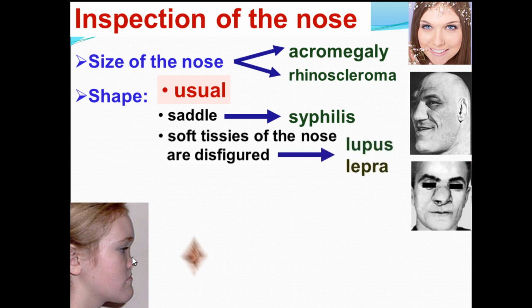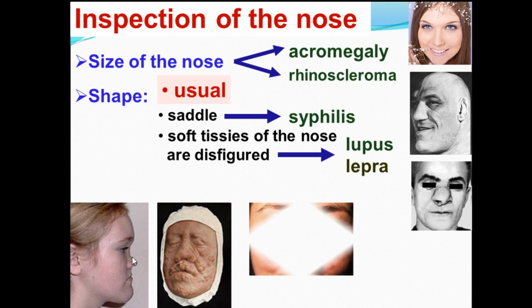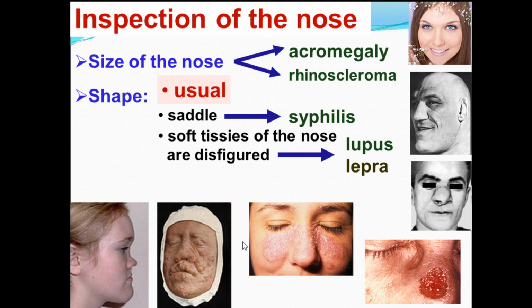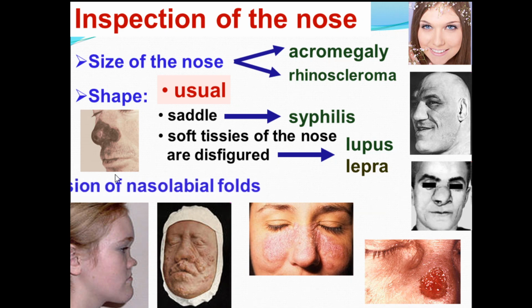Soft tissue of the nose is disfigured in lupus and leprosy, sometimes significantly, and in some systemic diseases. You see specific affection of the nose, and we can reveal some trophic disorders or hyperpigmentation, which also may be a result of specific diseases or new growth. We'll pay attention on expression of nasolabial folds, which indicates some pathology.